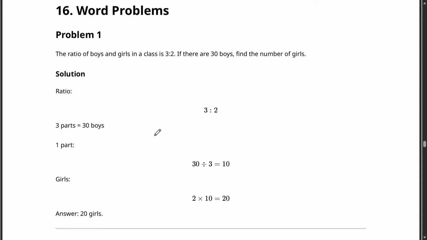Word problem. Now we are moving to the word problems. The first problem: the ratio of boys and girls in a class is 3 is to 2. If there are 30 boys, find the number of girls. So, how to solve this problem.